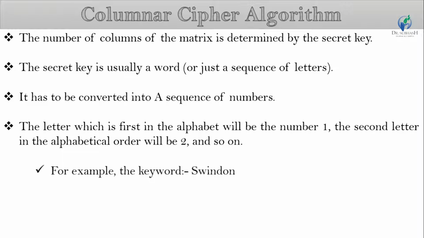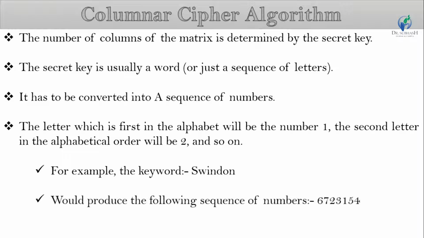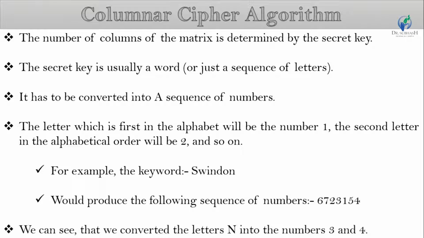For example, the keyword is Swindon. Now, it produces the following sequence of numbers: 6, 7, 2, 3, 1, 5, 4. We can see that we convert the letter N into the numbers 3 and 4.